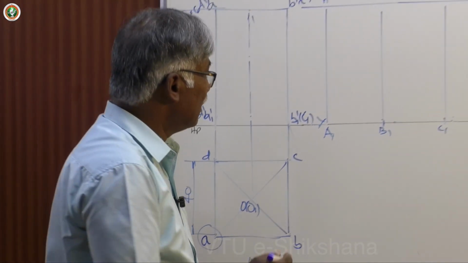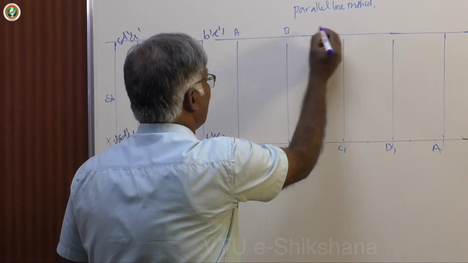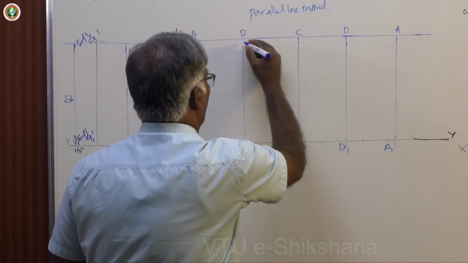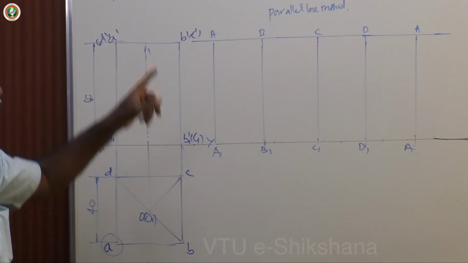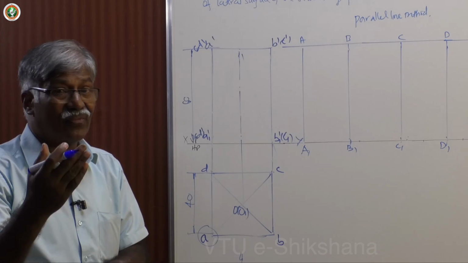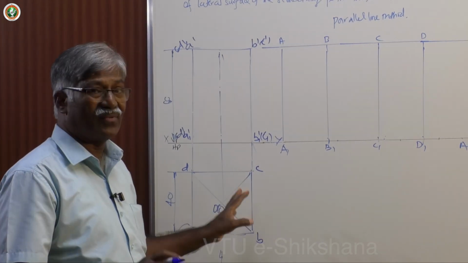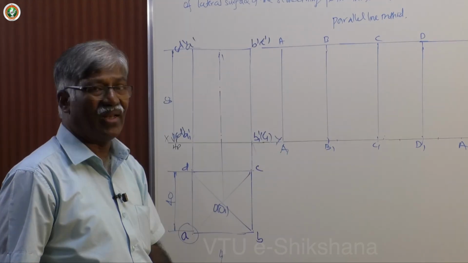So name this as A, B, C, D, A. All are light lines. Why? Because of the involvement of the section plane. If there is nothing like that, just the development of the lateral surface of the complete prism, you have to darken all the lines. That's all.